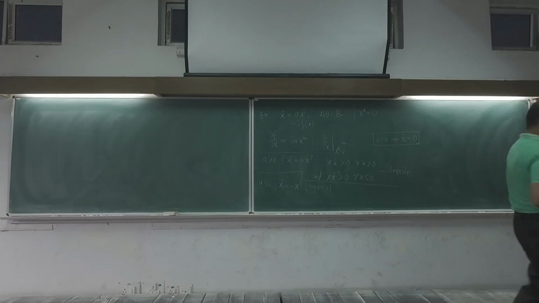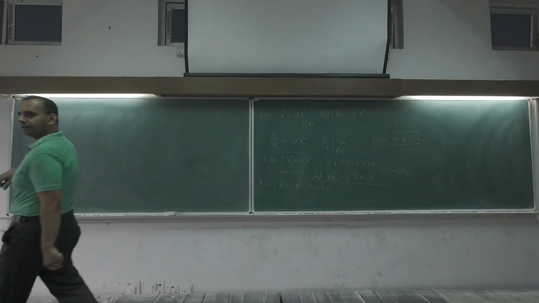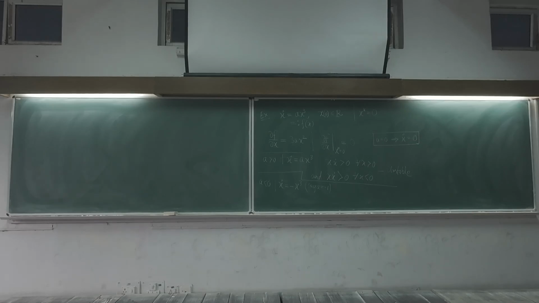I think at the beginning of the course we discussed the stability concept, right? The ball concept, and then asymptotic stability, continuous stability. So there is the stability in the sense of Lyapunov. Okay, so let us write down the definition.